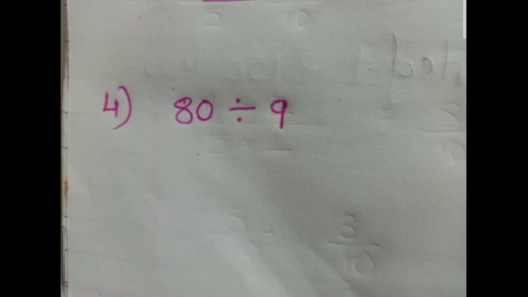No. So you have to find the number which is coming in 9's table and which is less than 80. Now let us say the table of 9. 9 ones are 9, 9 twos are 18, 9 threes are 27, 9 fours are 36, 9 fives are 45, 9 sixes are 54, 9 sevens are 63, 9 eights are 72, 9 nines are 81. Now 81 is greater than 80, right? So you have to take 72. So it is 9 eights are 72. Now let us do the division.